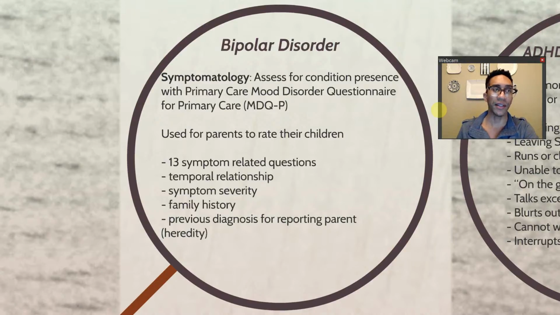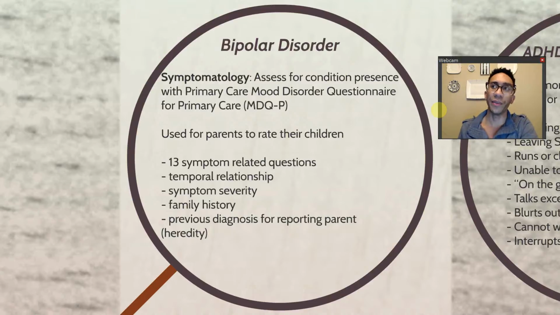Family history, this one I thought was really good, because especially if a parent comes in with their child and for whatever reason they think that the child may have bipolar disorder, it has a high incidence of, I guess you would say, heredity. If your parents have it, then you're likely to have it, and so on. So there's probably a very strong genetic component. So asking that family history question is really important for the clinician because it'll let them know the likelihood of this person having bipolar disorder or not. And previous diagnosis for the reporting parent.